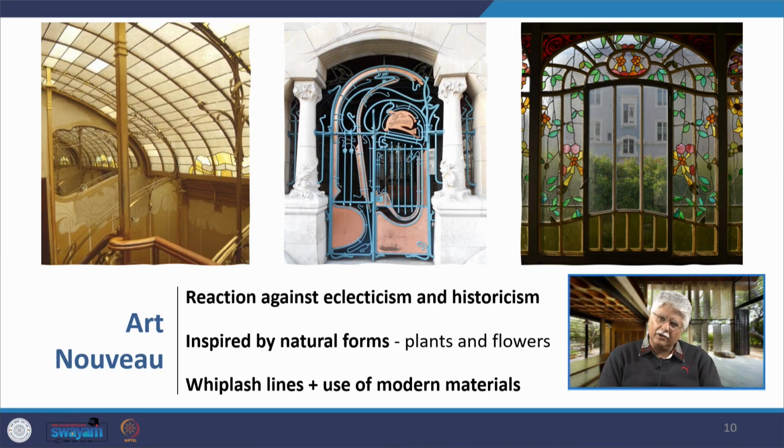Then there was Art Nouveau, and it was a reaction against the eclecticism and historicism, turning back to historical styles that was in the 19th century. Art Nouveau was inspired by natural forms like plants and flowers, and the whiplash lines and use of modern materials. So we talked about biomorphic and zoomorphic forms, we talked about osteomorphic derived from bones, we talked about mechanomorphic in the last session when we talked about buildings which were derived from machines.